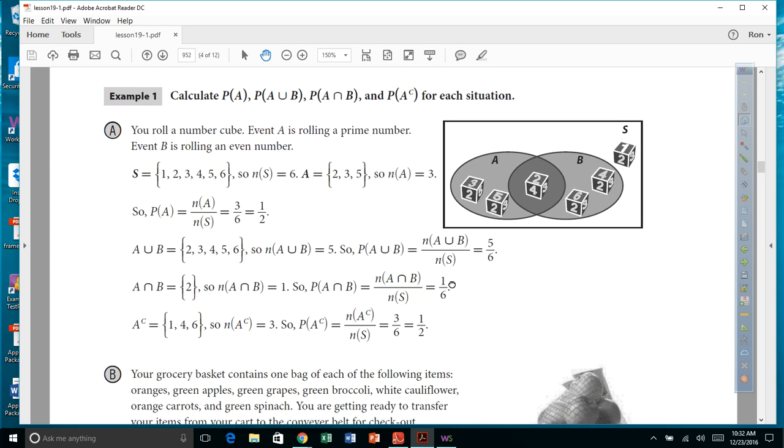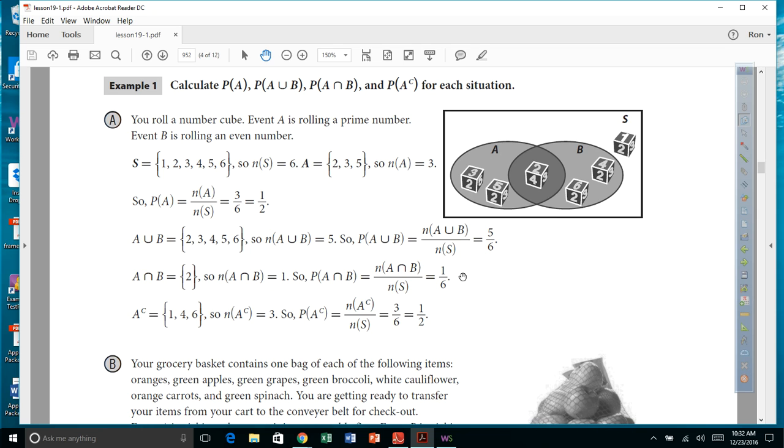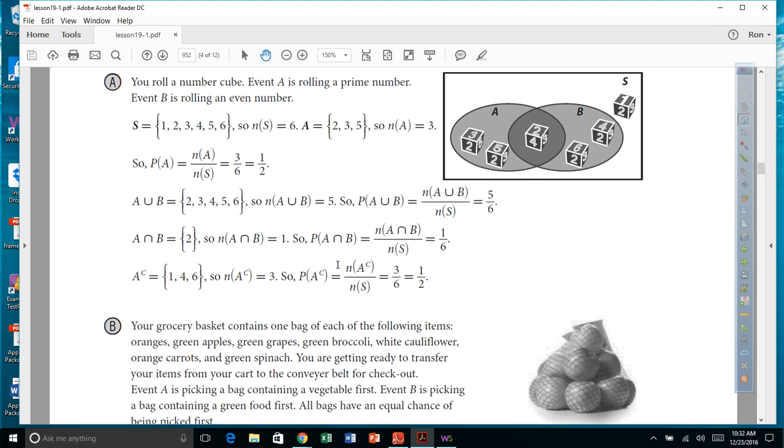All right. Calculate the probability of A, the probability of A union B, the probability of A intersection B, and the probability of A complement for each situation. You roll a number cube. Event A is rolling a prime number. Event B is rolling an even number.